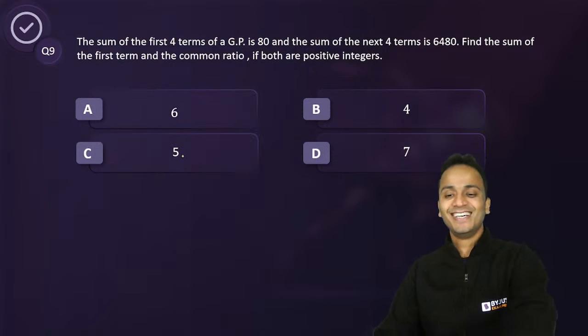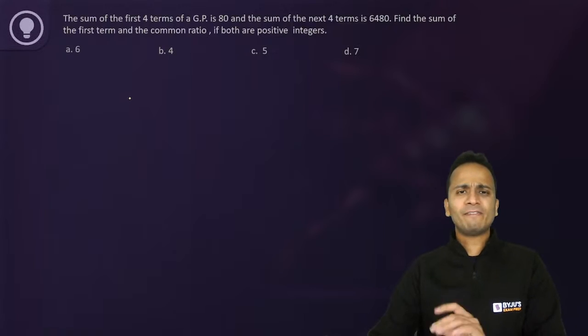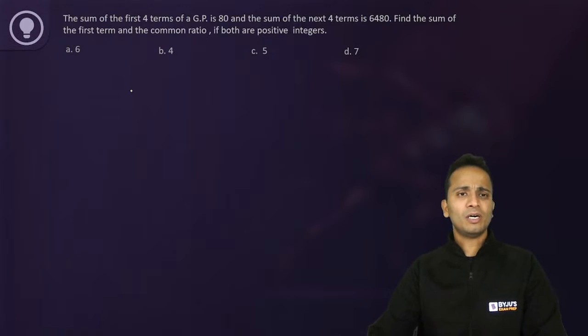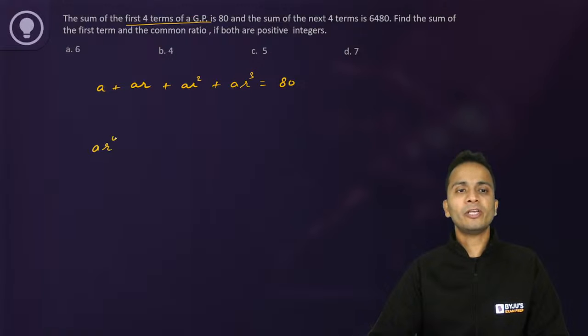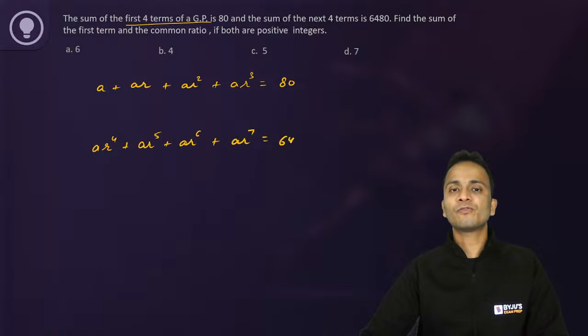Let's see. Okay, so I'll quickly make two equations. You can also skip whatever I'm writing here. Okay, you can also write directly. So first of all, the sum of first 4 terms A, AR, AR square and AR cube is given as 80, and the next 4 terms AR raised to the power 4, AR raised to the power 5, AR raised to the power 6 and AR raised to the power 7 is given as 6480.